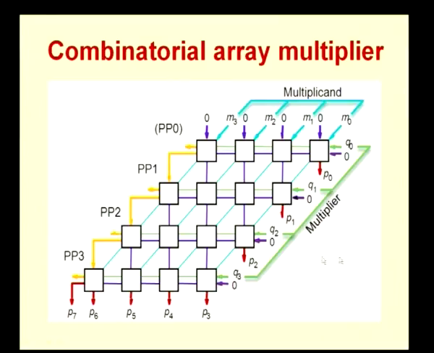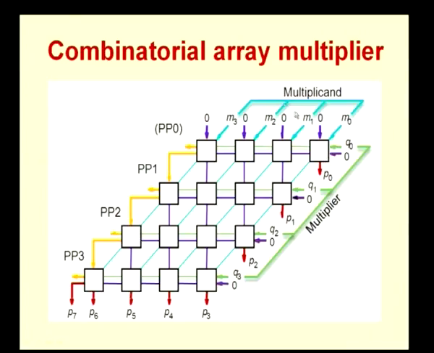One way to do this entire multiplication is using what is called a combinatorial array multiplier. So let us see what we have in this array multiplier. It is very simple. You have these different blocks here. Now what are these blocks? These blocks are the ones that are going to generate an AND of the multipliers and the multiplicands.